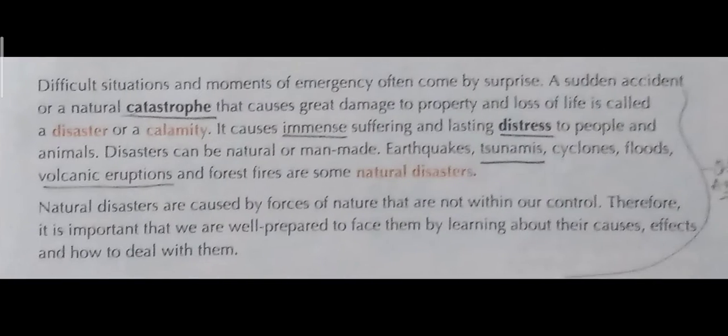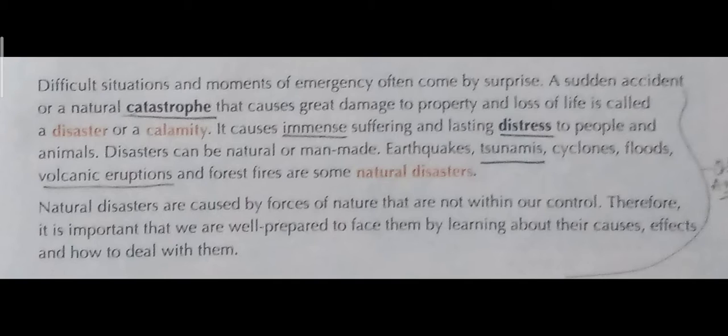So let's start. In the first paragraph, it is written that difficult situations and moments of emergency often come by surprise. A sudden accident or a natural catastrophe that causes great damage to property and loss of life is called a disaster or a calamity. It causes immense suffering and lasting distress to people and animals. Disaster can be natural or man-made. Earthquakes, tsunamis, cyclones, floods, volcanic eruptions, and forest fires are some natural disasters. Natural disasters are caused by forces of nature that are not within our control. Therefore, it is important that we are well prepared to face them by learning about their causes, effects, and how to deal with them.